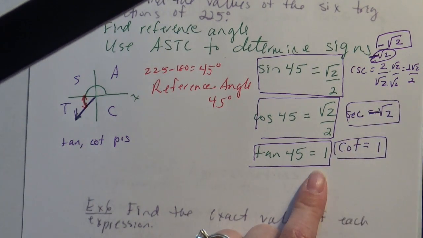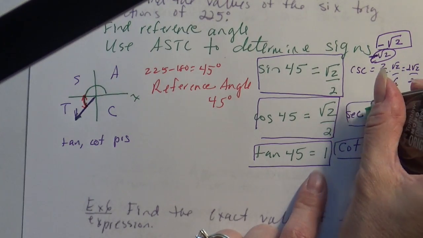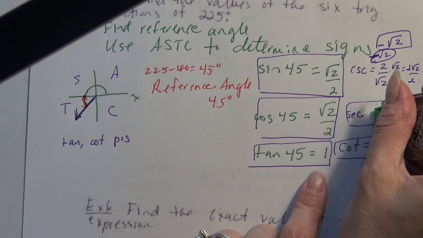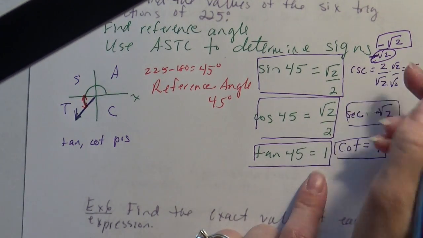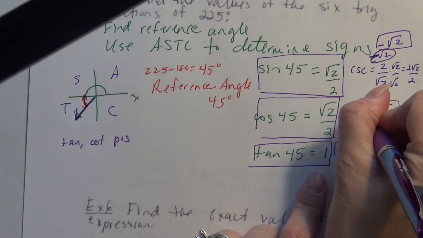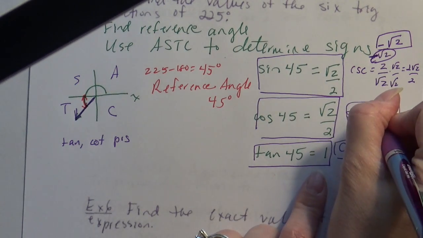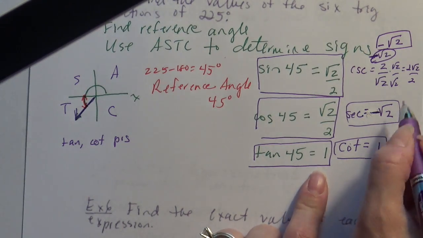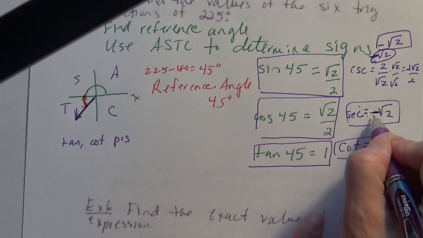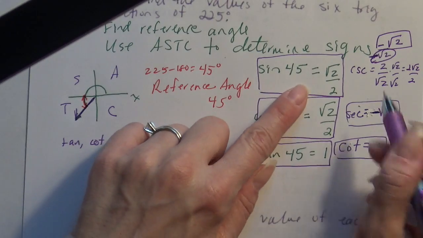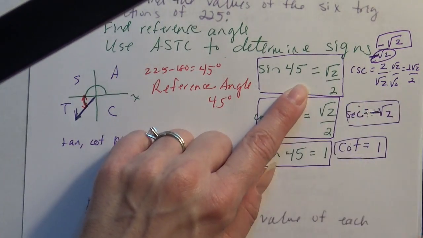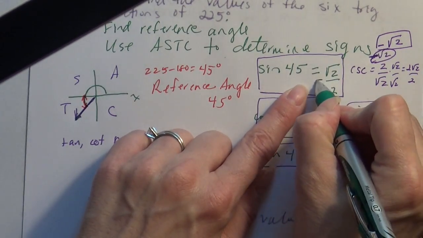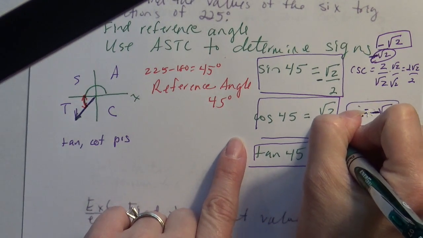So I apologize that it's all running together now. Negative square root 2 there. Is that showing up? Negative square root 2. That is a negative. So sine is going to be negative square root 2 over 2. And cosine is negative square root 2 over 2.